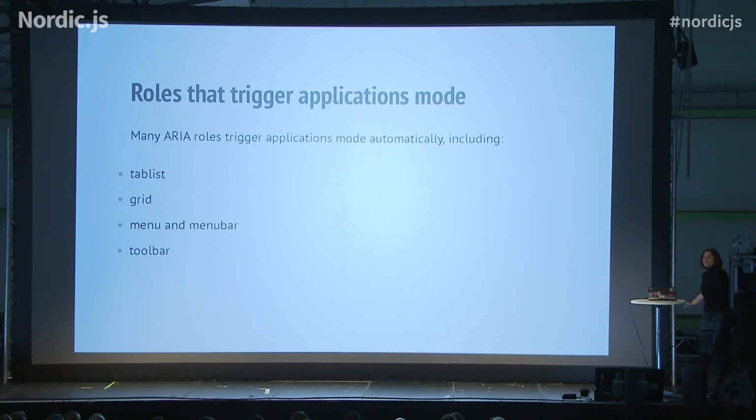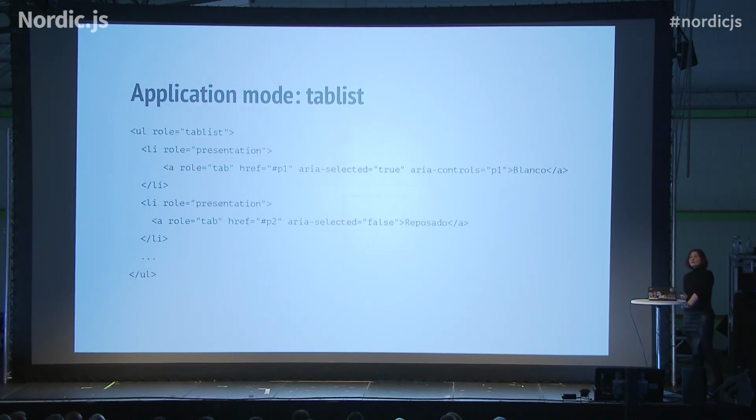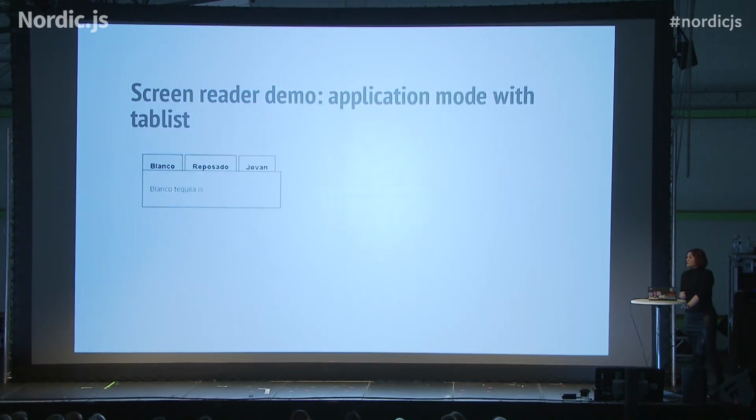There are a number of other application style roles, so if you use tab list or progress bar or menu bar or toolbar, these all have the same effect. So a quick example, if we look at a tab list, if we're creating something that looks like a set of tab panels, we need to make sure that we've provided all the scripting to give the keyboard interaction. Otherwise, that's all a screen reader user is going to get.